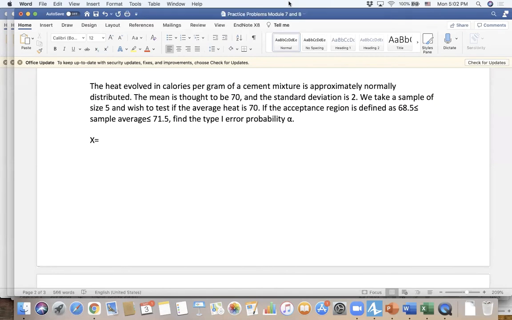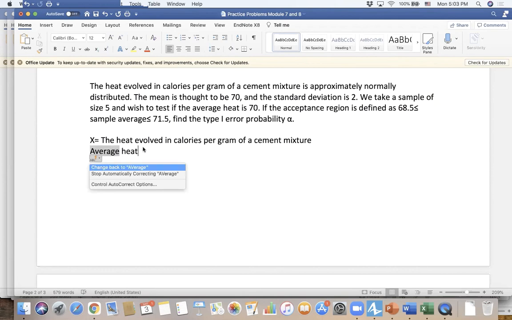Guys, what is the random variable of interest? The heat evolved in calories per gram. Exactly, the heat evolved in calories per gram of a cement mixture. For this random variable, what am I trying to test? Is it something related to its average, or a proportion? Testing the average heat. Exactly. The average heat is what we are trying to test here.